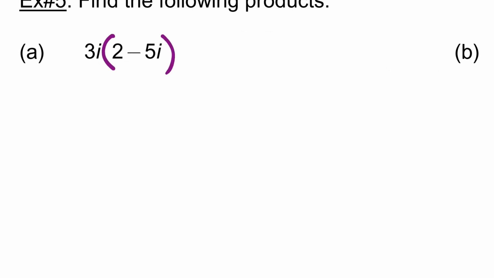So if I'm multiplying 3i times 2 minus 5i, we must, starts with a D, distribute. Okay, I'm going to distribute. 3i times 2 is going to be 6i.